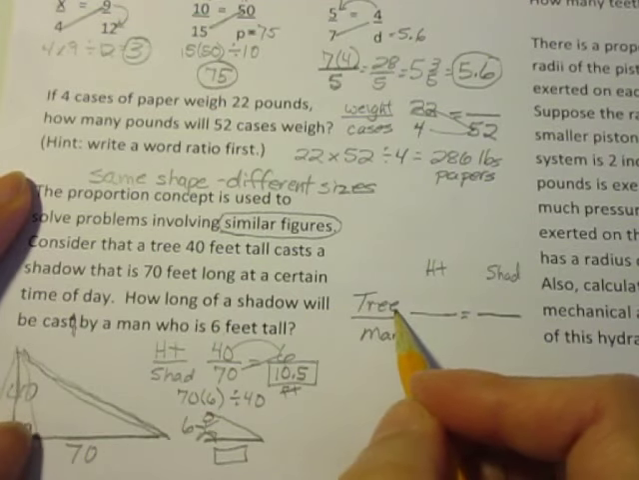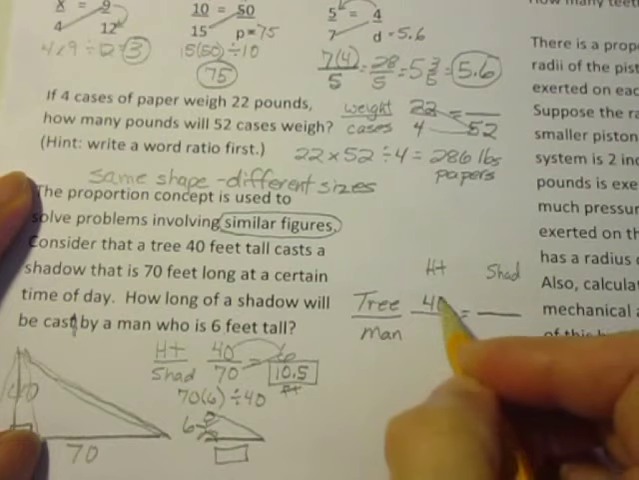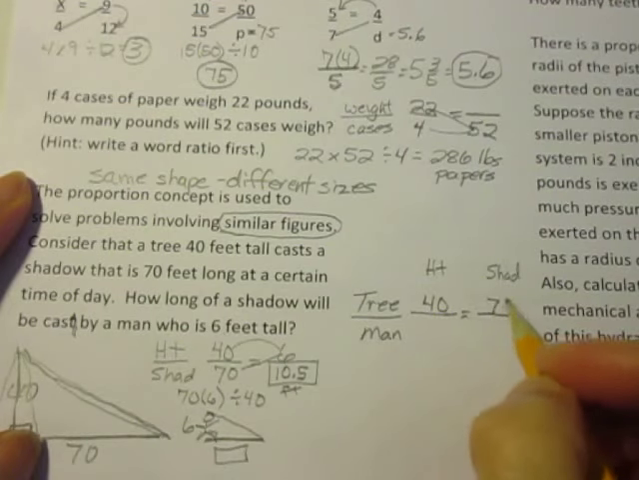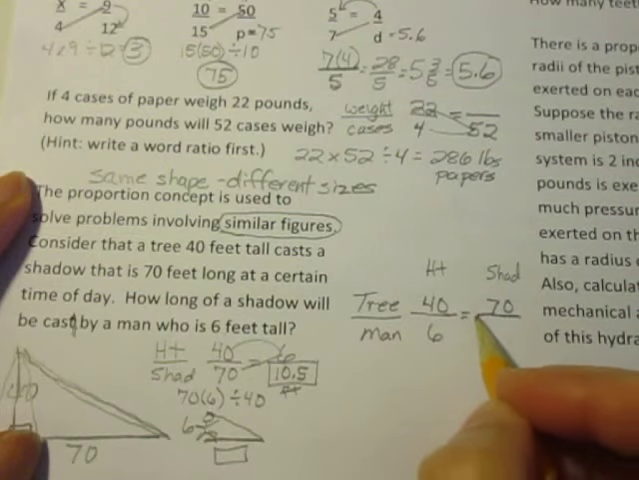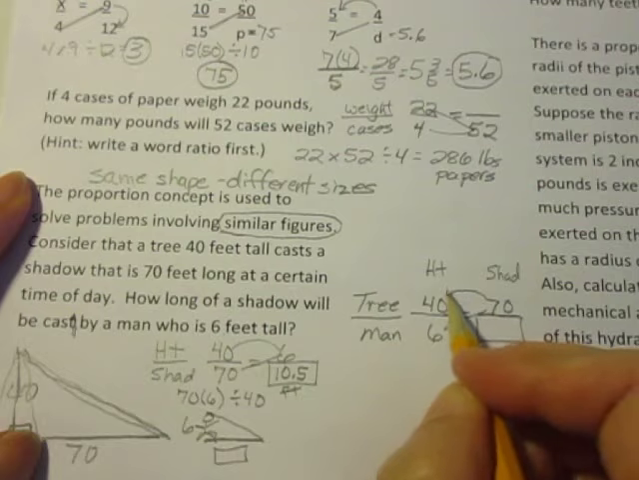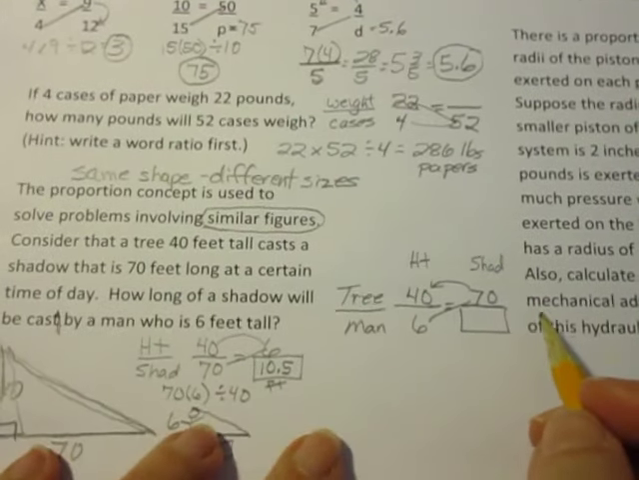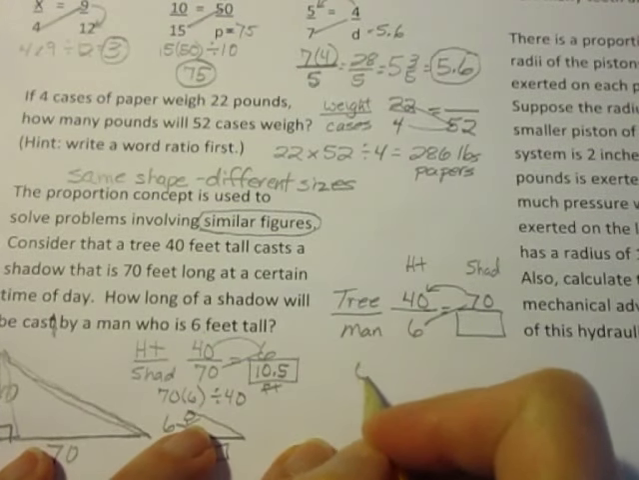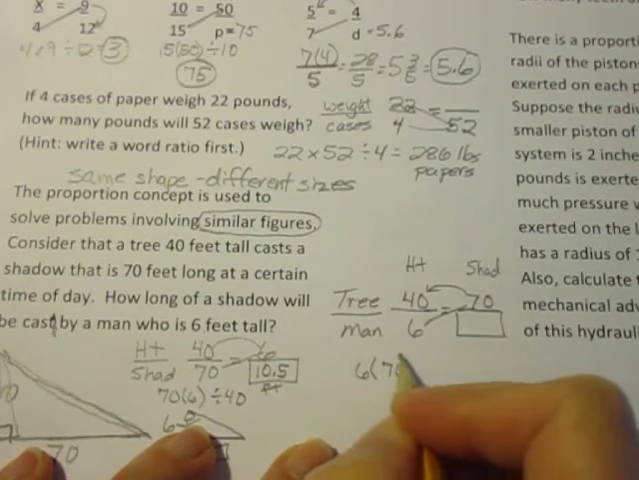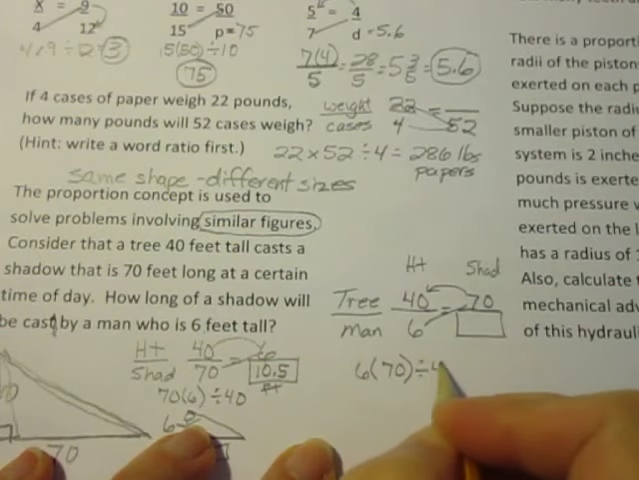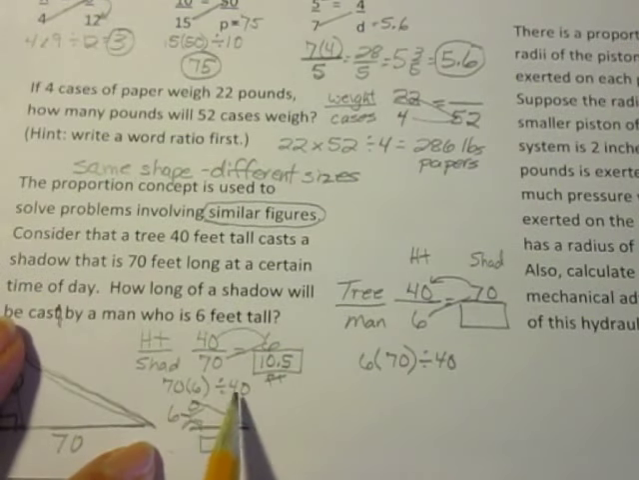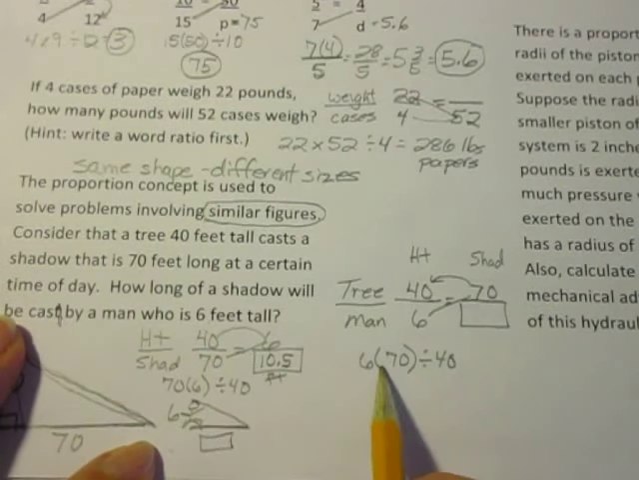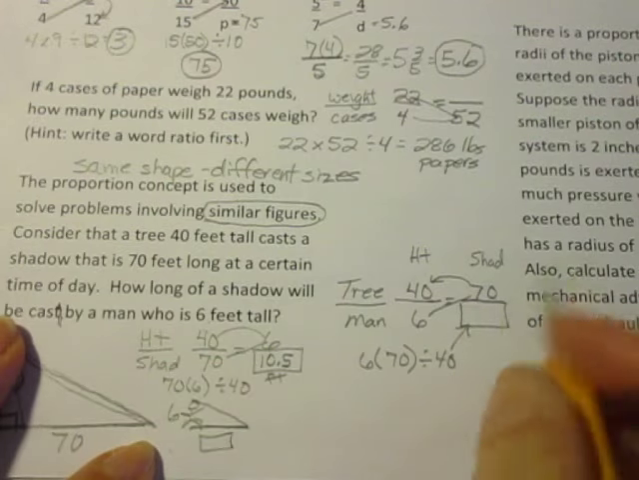So the height of my tree was 40. The shadow of the tree was 70. The height of my man is 6, and I'm trying to find the shadow. So I would cross multiply and divide. And if I look at what I'm plugging into my calculator, again I'm saying 6 times 70 divided by 40, which is really similar to 70 times 6 divided by 40. Should get the same answer of 10.5.